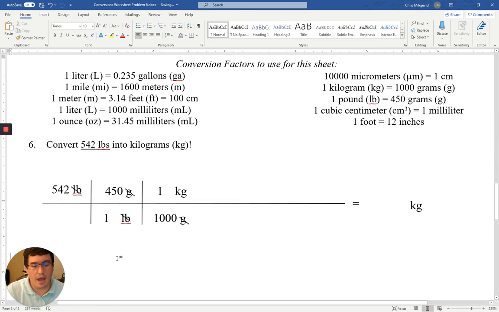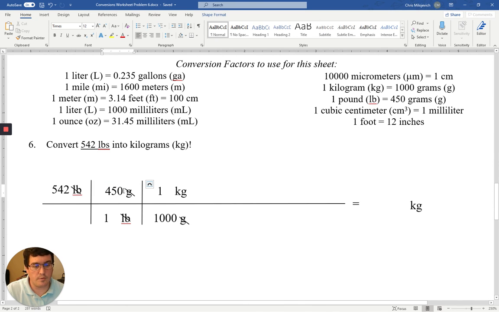Fantastic. So now all we need is a calculator, which I can't really pull up for you here. But remember, in our calculator, what we're going to plug in is 542 times 450 times 1, divide by 1, divide by 1,000. A lot of people make a mistake in this problem because they want to multiply by that last 1,000. But remember, because it's on the bottom, you got to divide by that 1,000.